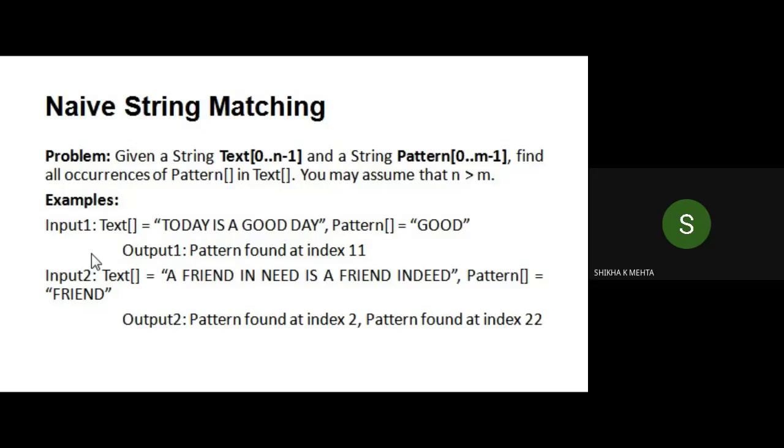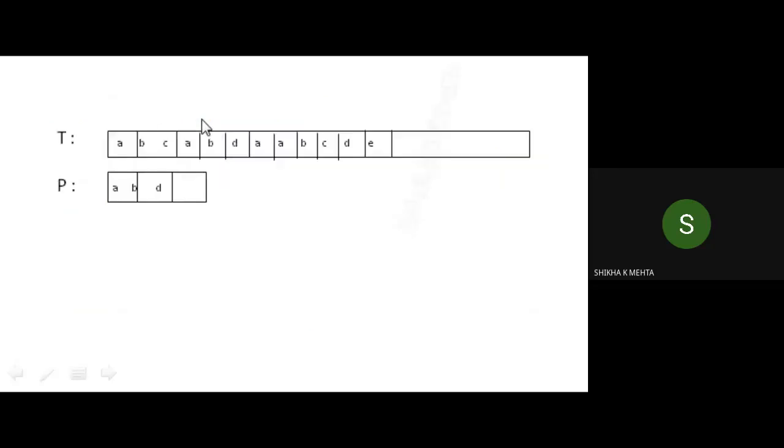Similarly, for the input "a friend in need is a friend in need", we are looking for the pattern "friend". In this particular string, friend is occurring twice: once over here, and again over here. So the pattern is first found at index position 2, and then again at index position 22. This is basically the task that we are trying to do when solving the string matching problem. Now we'll see how the naive string matching algorithm works.